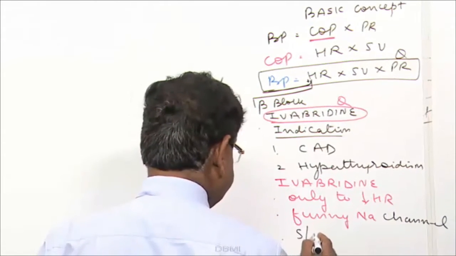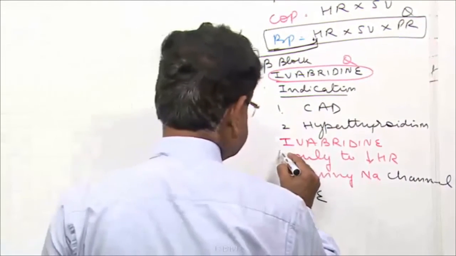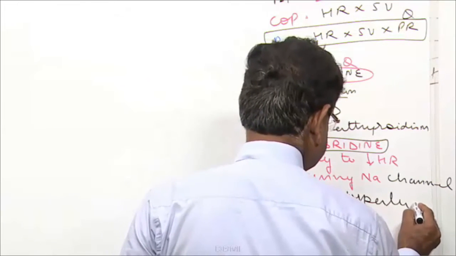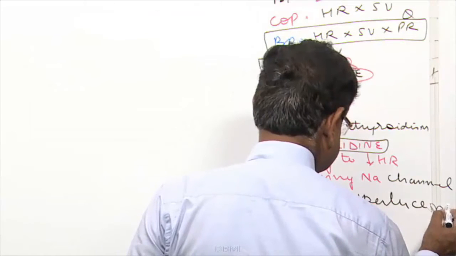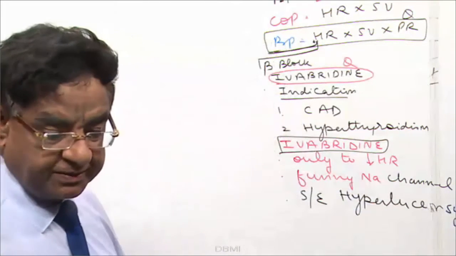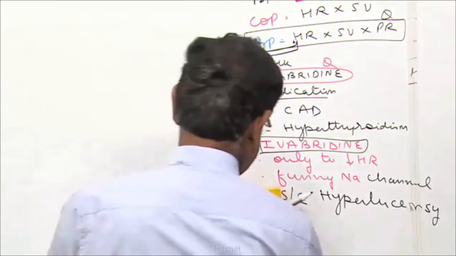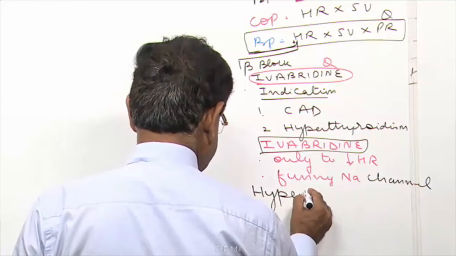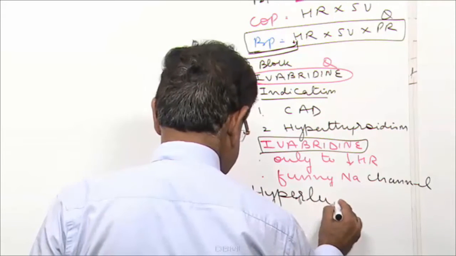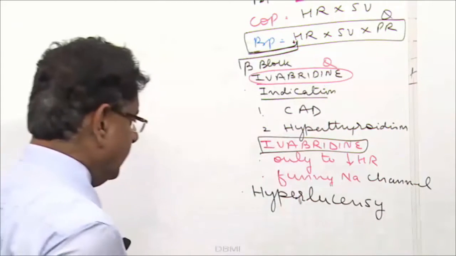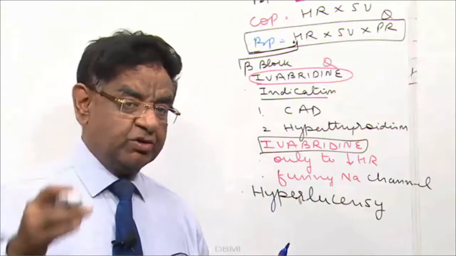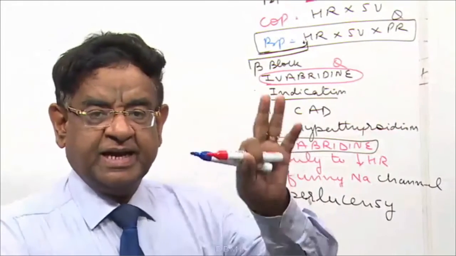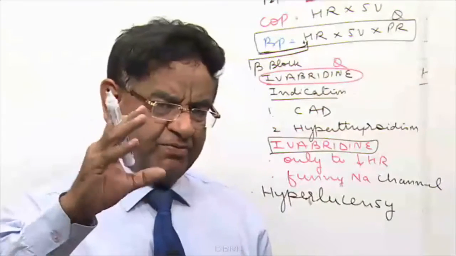And the main side effect of ivabradine is that it leads to hyperlucency. Hyperlucency means there is a glaring, extra light on the eyes. Glaring is typically what we say. Suppose you are going on the road in the night. A car comes in the front with its headlight on, and suddenly you get a glaring light. That is a type of hyperlucency.